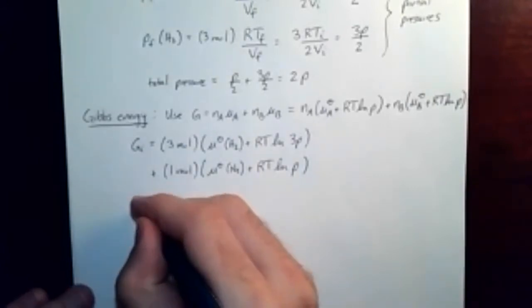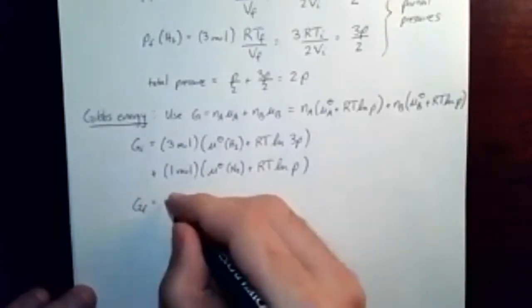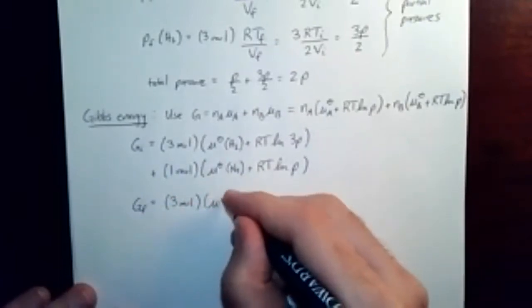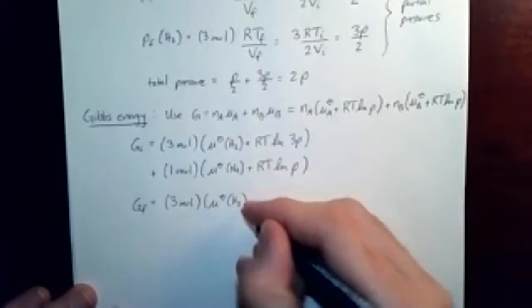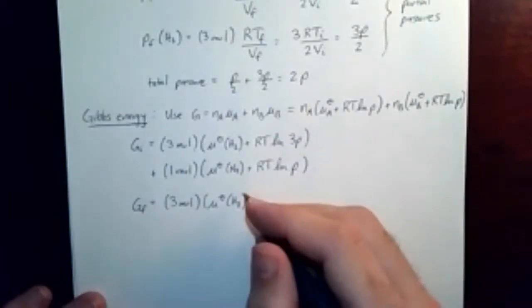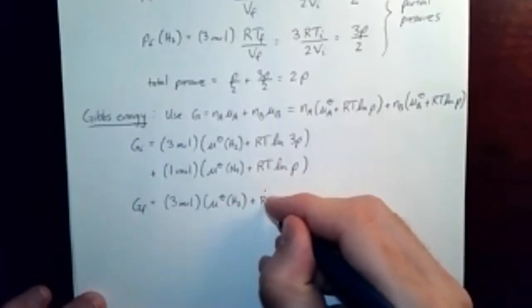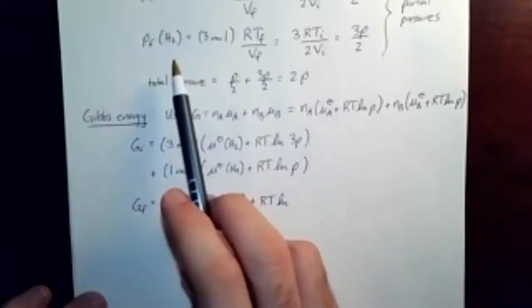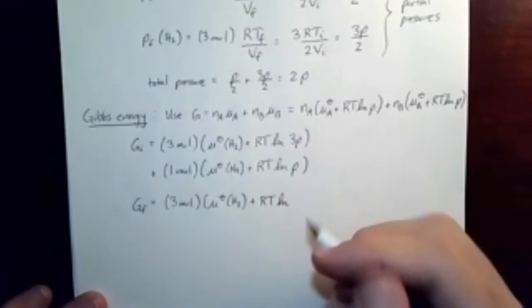What's G final? So again, 3 moles of H2 times standard chemical potential of H2 plus RT ln, and now the pressure of H2. In this case, it's this partial pressure up here. It was 3P over 2.